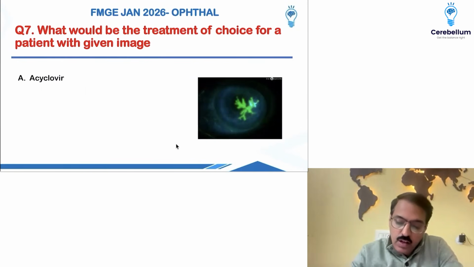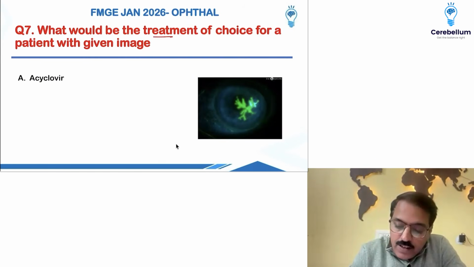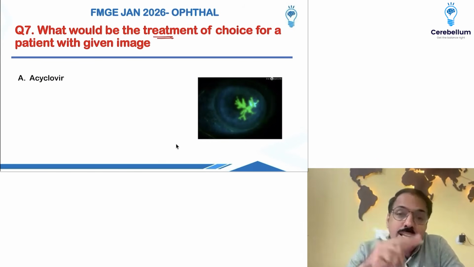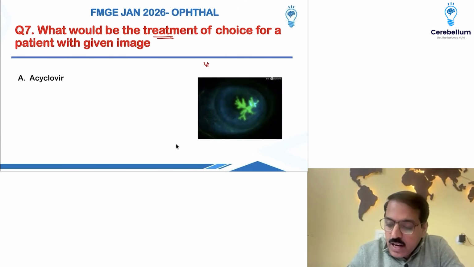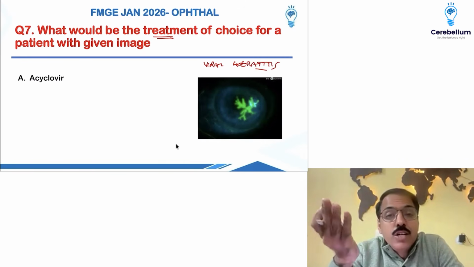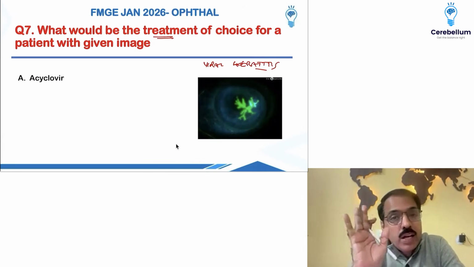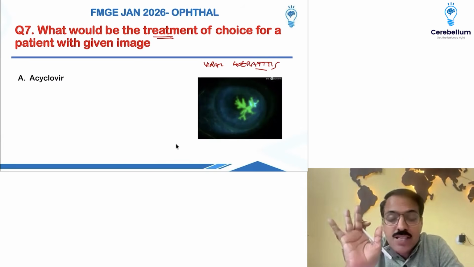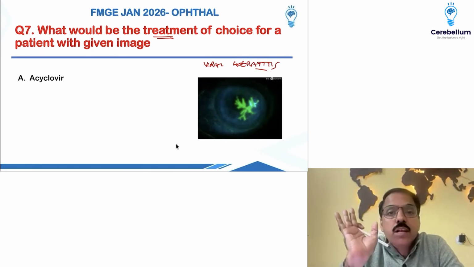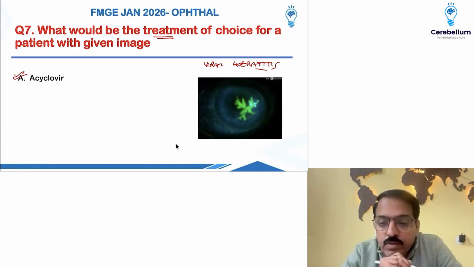Question number 7. This kind of image, again an image question. Now they wanted to ask the treatment. So again, reach a diagnosis and then tell us the treatment. So this is a viral keratitis. This was clear. Some people are getting confused whether it is a geographical ulcer or a dendritic ulcer. But here it is viral keratitis. Branching kind of pattern. This kind of pattern is seen in viral keratitis, whether it is geographical or your dendritic ulcer. And treatment is acyclovir.